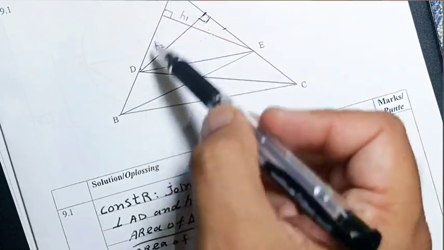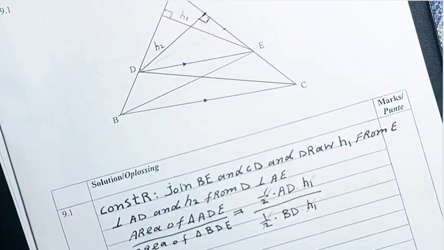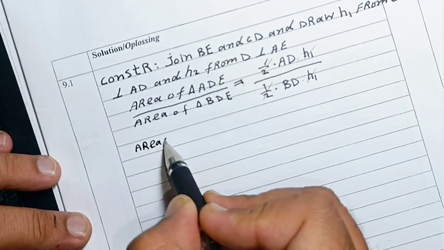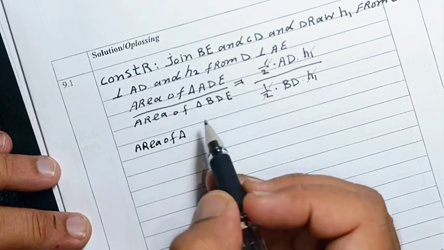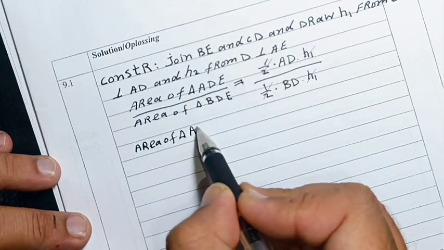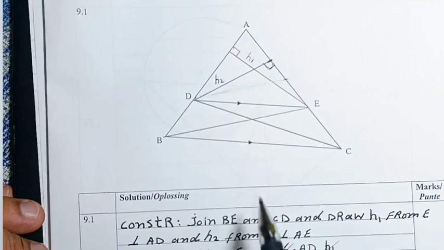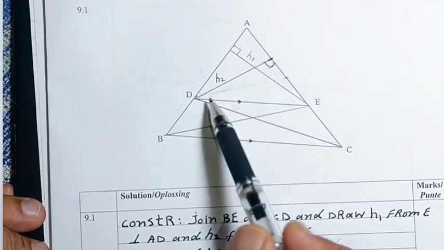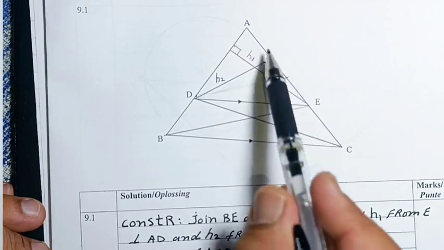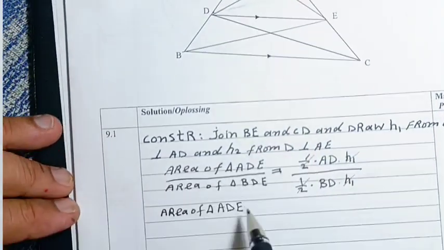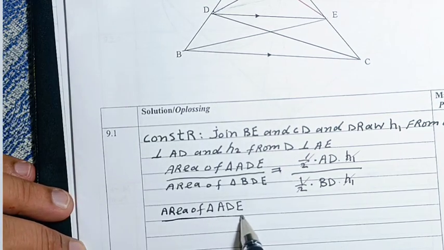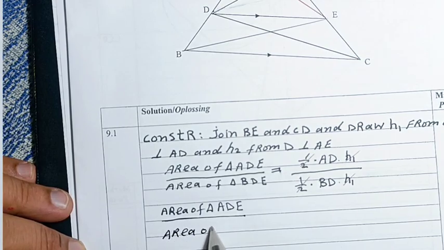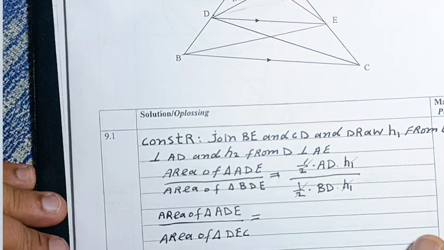Now we've finished this side, we'll come to the right hand side. Area of triangle ADE, or AED, same. So on this side we use the area of triangle ADE over area of triangle DEC.